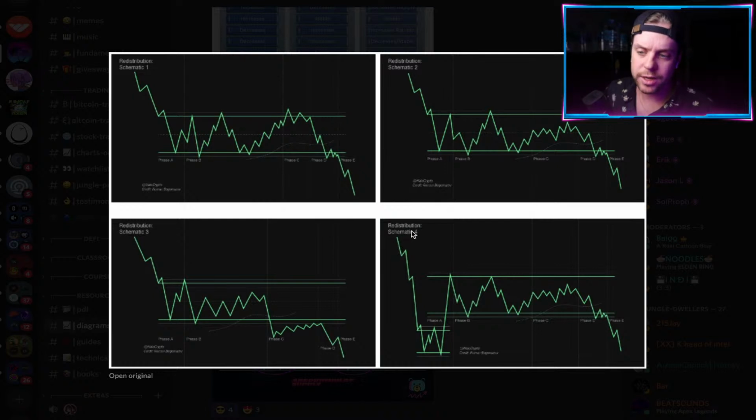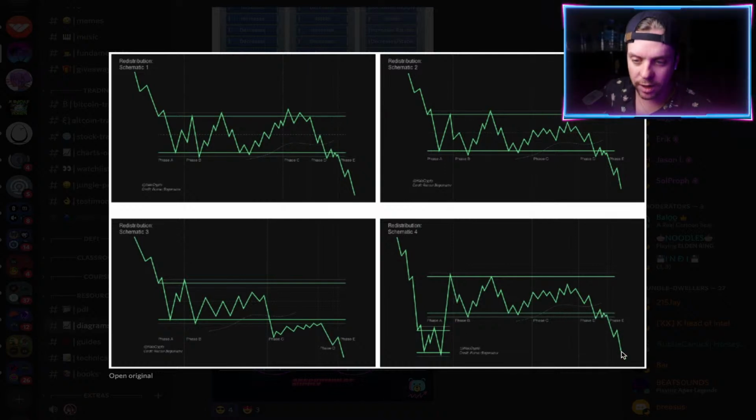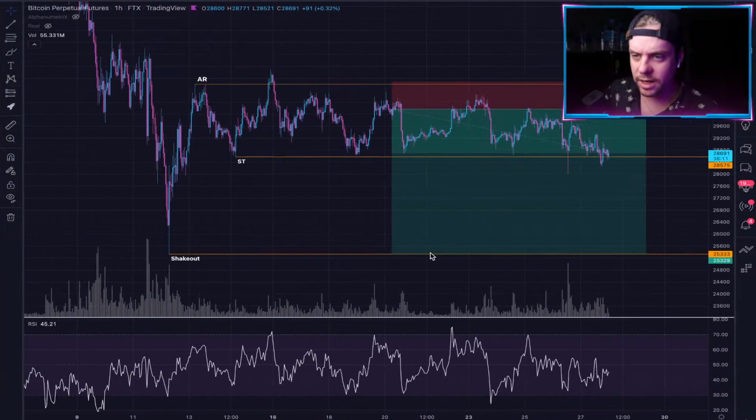So the characteristics of redistribution schematic number 4: we have basically our phase A, which is a shakeout, where we overcorrect to the downside, and then we begin to set the range at a higher level for phase B. Phase B is volatile, testing the range multiple times. And then we just have a weak rounding over into the lower end of this consolidation, where we trade a little bit at the lower end of the trading range that was built above, and then we finally move to the downside. So if we take a look at what we're looking at with Bitcoin, it's the same.